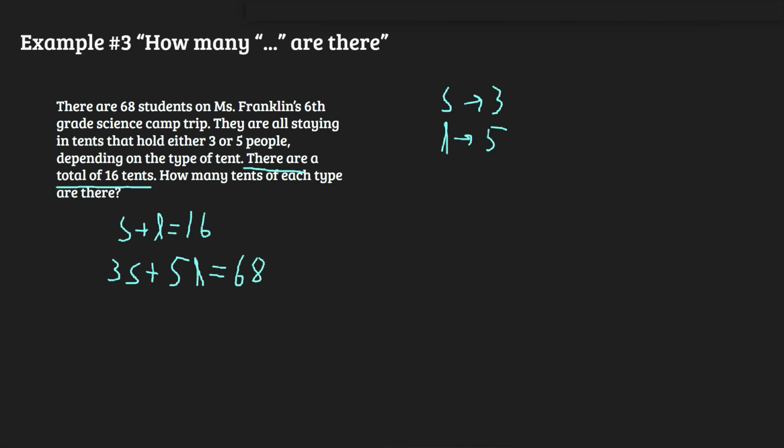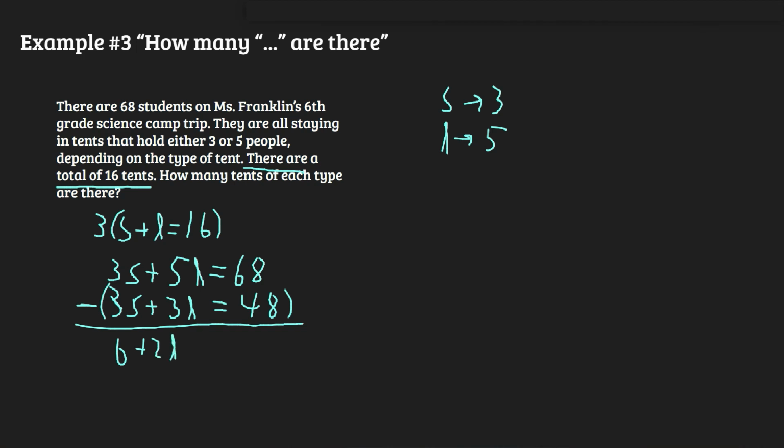So for this problem, I can use either elimination or substitution here. I think I'll use elimination though, and I'll just multiply both sides of this first equation by 3. So 3 times S is going to be 3S. And then 3 times L is going to be plus 3L. And then 3 times 16 is going to be equal to 48. And then I'll just subtract that first equation from the second equation here, 3S minus 3S. That's just equal to 0. And then 5L minus 3L is plus 2L. And then 68 minus 48 is equal to 20.